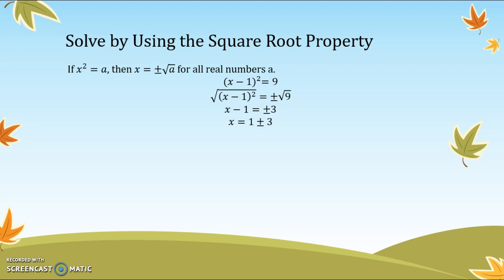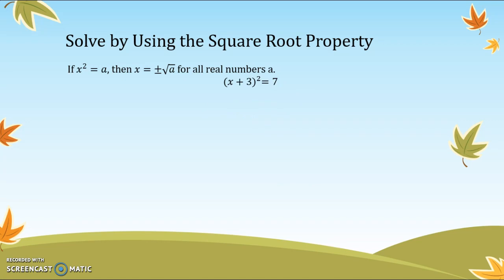But keep in mind here that I have two solutions. I have one solution where I have 1 plus 3, which is 4, and the other solution is 1 minus 3 equal to negative 2. So in this case, x is equal to 4 and negative 2. So actually follow through with the motions if we get some nice whole numbers that we can actually add and subtract together.